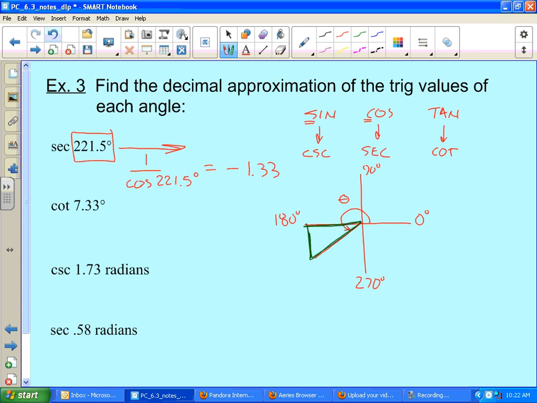So I'm in quadrant 3. And in quadrant 3, based on what we've done so far, what are cosines in quadrant 3? Negative, very good. And look what our answer is. Our answer is also negative because cosines and secants are related to one another. Isn't this so fantastic? It makes you want to go buy a puppy.